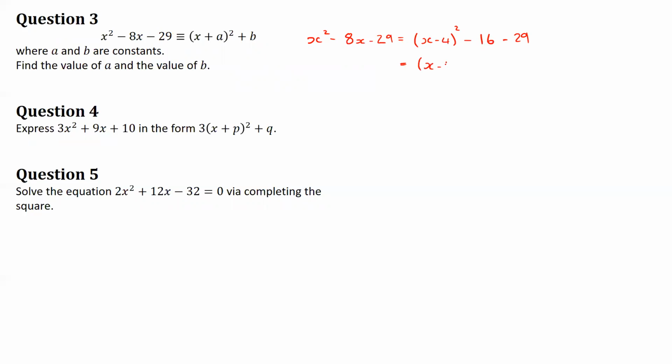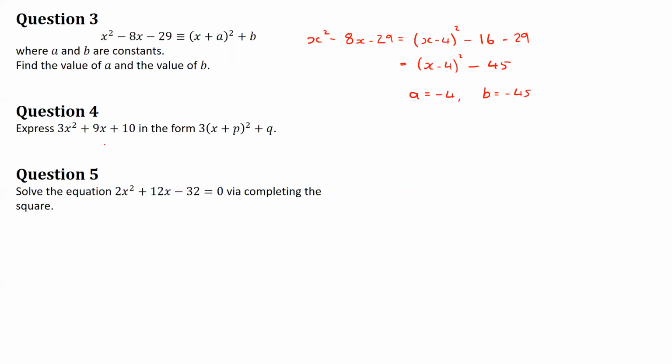And I've got x minus 4 squared. And then I'm just going to have to work this out. So I've got minus 29, take away this. So that to me is a minus 45. And it's just saying finding the value of a and b. So again, I'm going to list those. So a, in this case, is equal to minus 4. And b is minus 45.